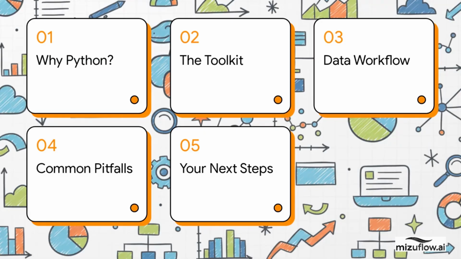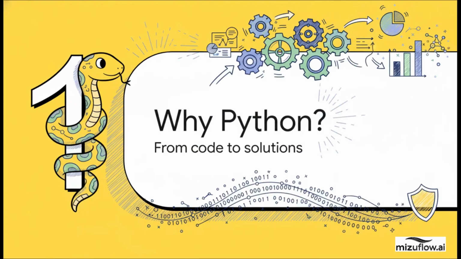All right, so here's our game plan for this explainer. First up, we'll cover why Python is the go-to for data. Then, we'll check out the essential tools, the libraries that make up the data science toolkit. After that, we're going to walk through a really simple hands-on analysis. We'll also touch on a few common mistakes to avoid when you're starting out, and we'll wrap up with your next steps so you can get started right away. Okay, so let's get right to it.